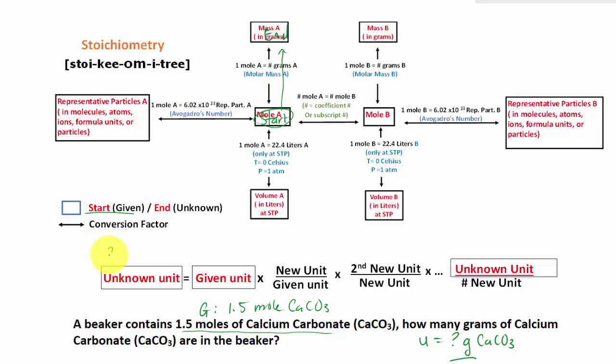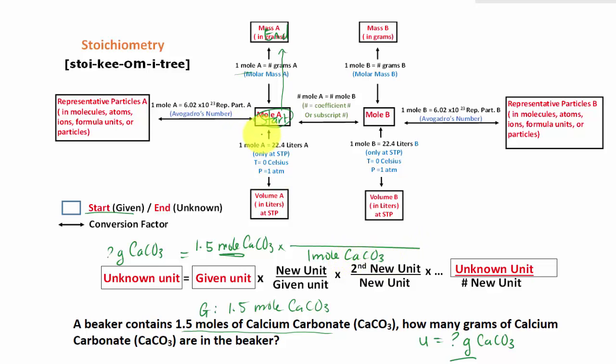Our unknown is question mark grams of CaCO3 or calcium carbonate, and we always start from our given, which is in this case 1.5 mole of calcium carbonate, times the conversion factor, which is 1 mole of A equal to number of grams of A. Well, what is on the bottom? If this is mole, down here has to be mole as well. So therefore, we have 1 mole of A. But what is A? It is calcium carbonate.